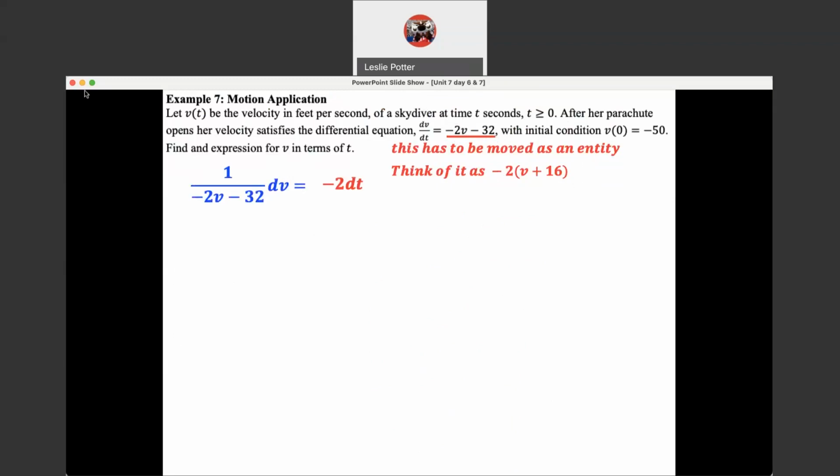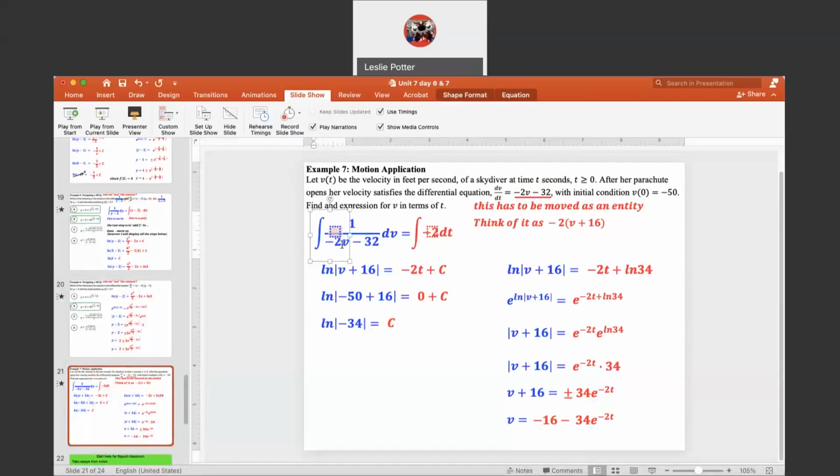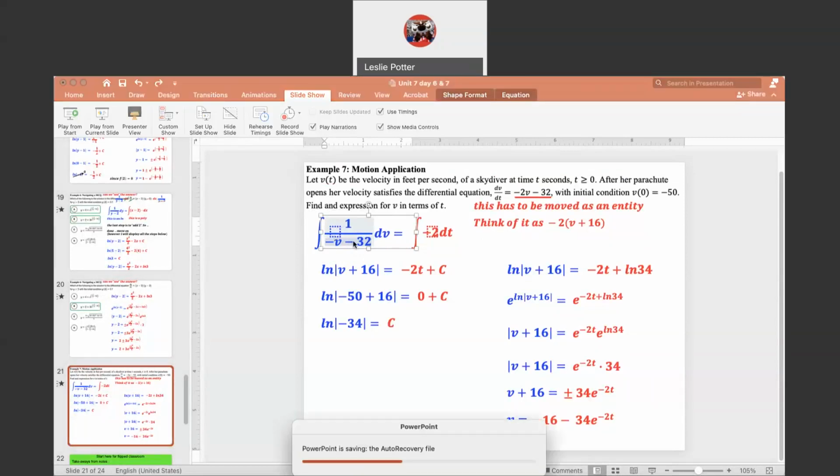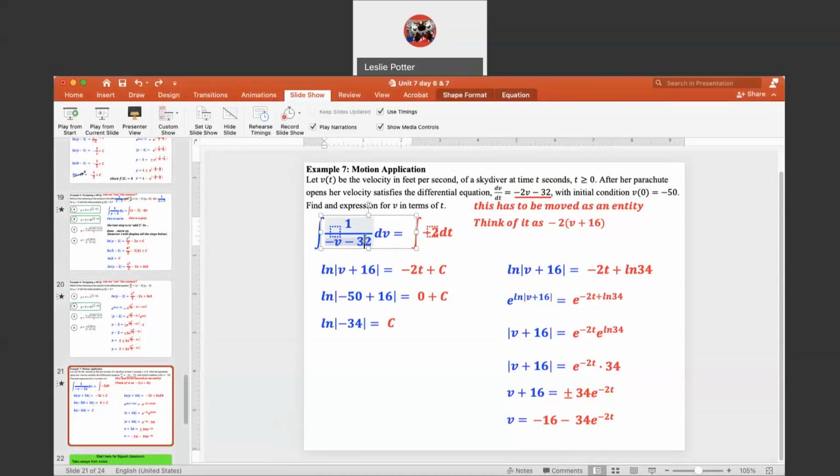And then I have a typo here. Gosh darn it, I don't think I've ever had so many mistakes. This should be 2 times the quantity. In fact, the negative 2 shouldn't even be there. It should be v plus 16. There we go. Sorry about that.